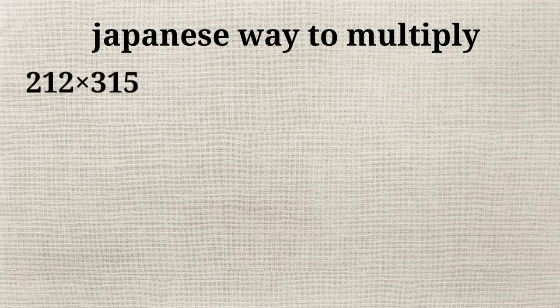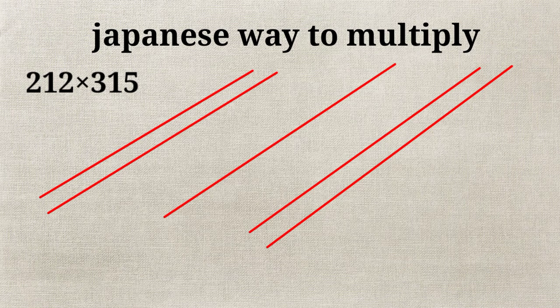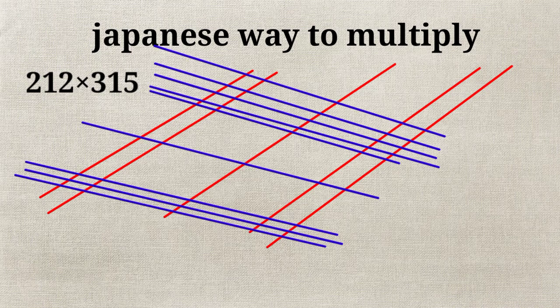Let us take multiplication of 3-digit numbers. For example 212 times 315. Draw 212 as red lines. Draw 315 as blue lines. To calculate the product, we just need to count how many times all of the lines intersect.